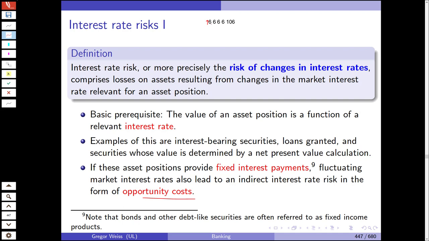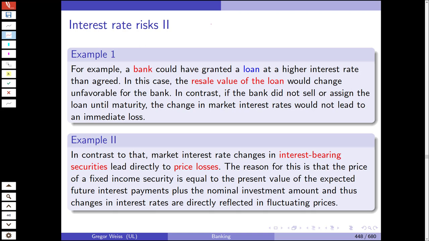So two examples. A bank could have granted a loan at a higher interest rate than agreed. And in this case, the resale value of the loan would change, just like the price of a bond would change. In contrast, if the bank did not sell or assign the loan until maturity, the change in market interest rates would not lead to an immediate loss. In the second example, the market interest rate changes in interest-bearing securities lead directly to price losses.